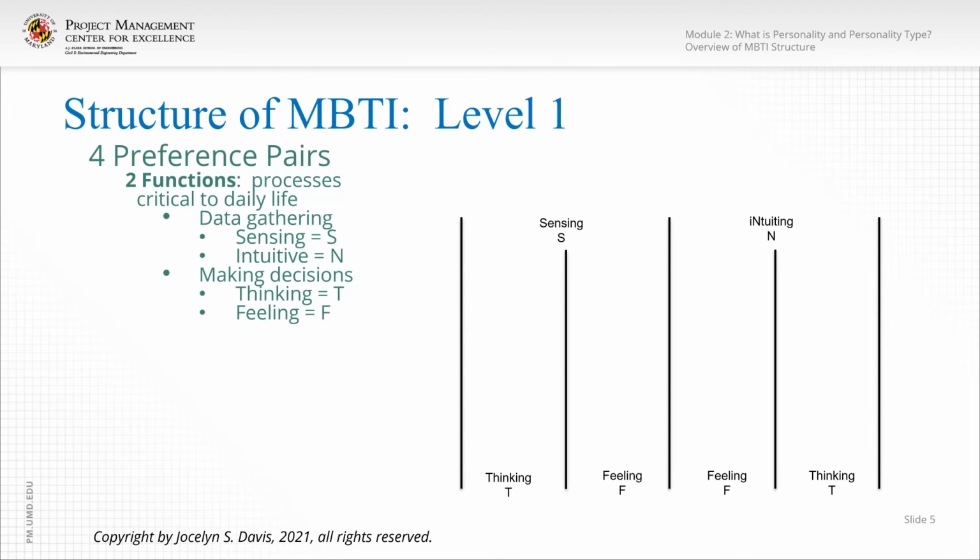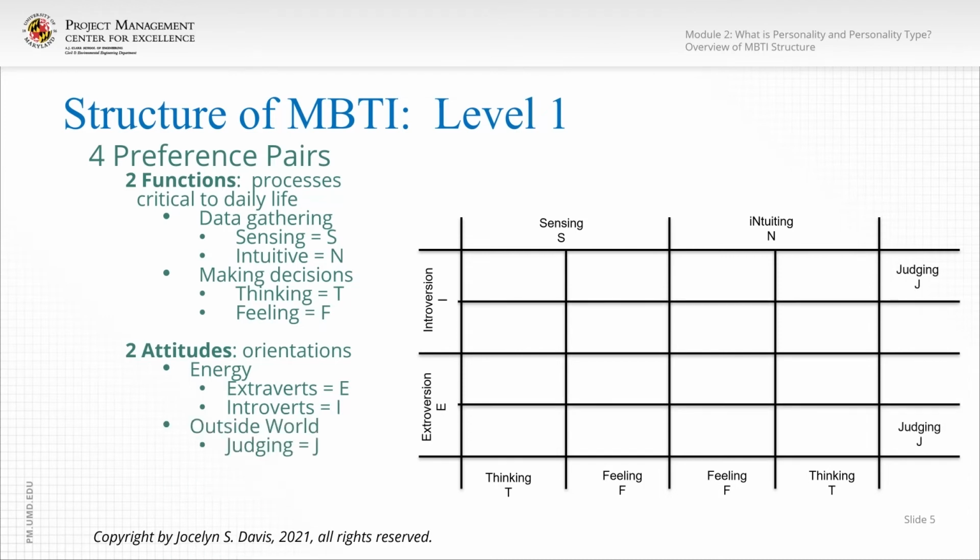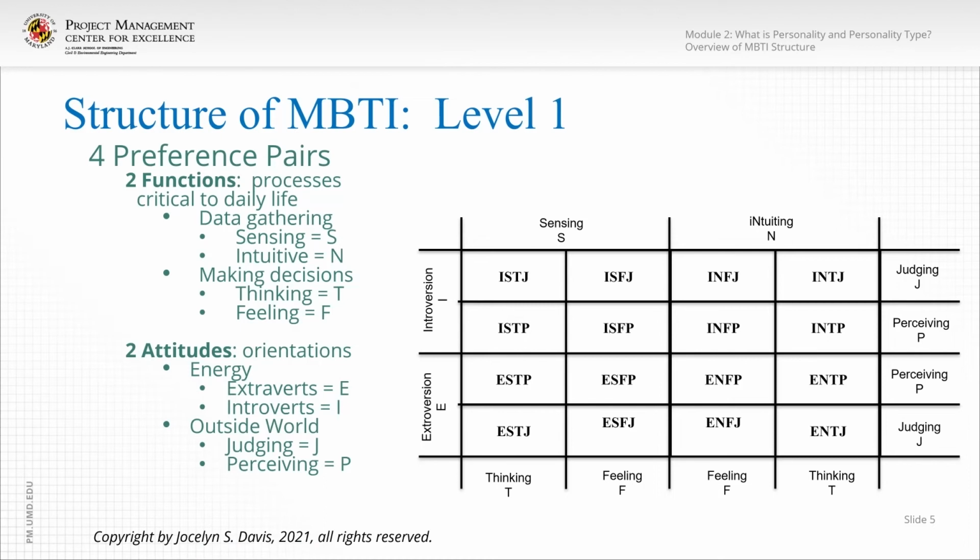And 2 attitudes or orientations. And these orientations are to where you get and focus your energy. Extroverts, the E's, get their energy externally. Introverts, I, focus on an internal world. And your orientation to the outside world: J's are judging. P's are perceiving. And this is what the Myers-Briggs type table looks like with all 16 types.